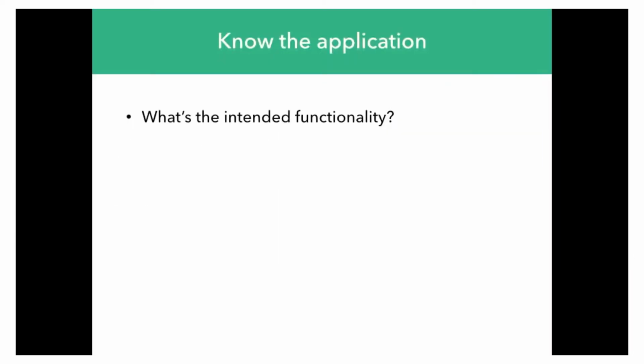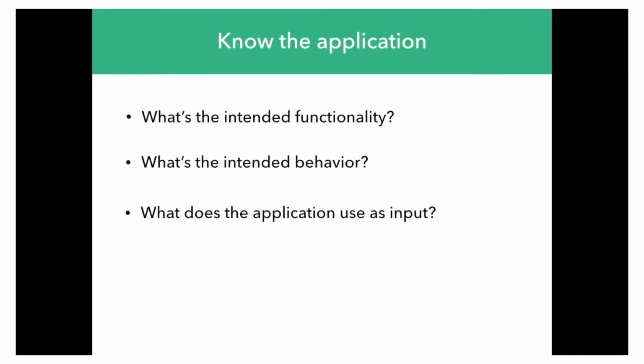So thinking about the functionality, the intended behavior. So it's important to think intended functionality and intended behavior. What does the application use as an input? This is the biggest one. And what does the application produce as output? So thinking of these things are the most important things to think about when you're looking at an application to see if it has some sort of vulnerability. And I will have all these slides online later, so no worries.